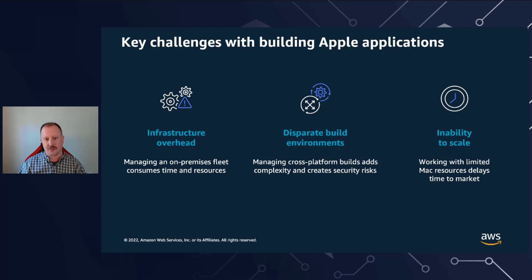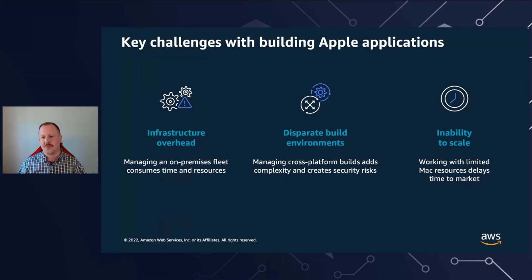What we often see from a lot of customers is that they've been able to take a lot of their non-macOS builds up into AWS, up into EC2, leveraging our Linux and Windows servers, but Mac has stayed on premises because of the need for Apple hardware until EC2 Mac instances were available.